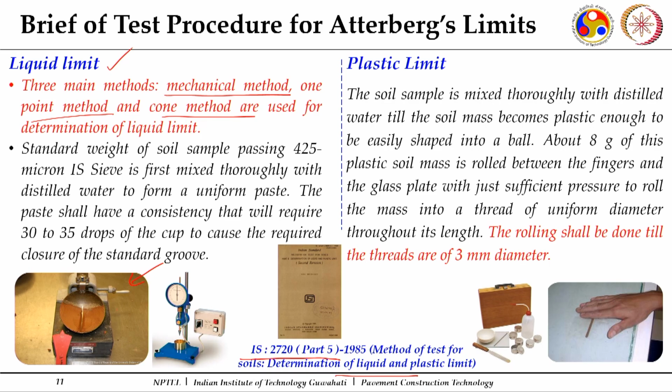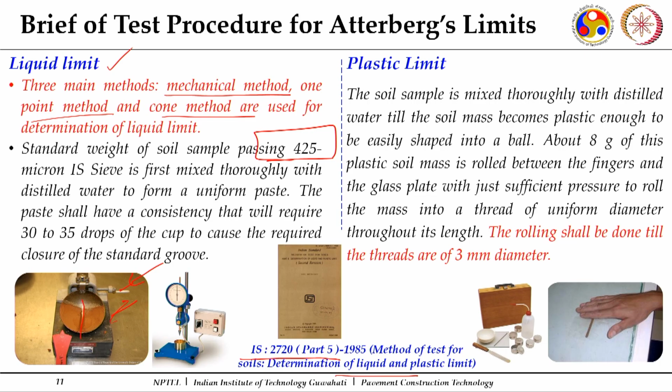So we take a soil mass, we add water to it, and this soil will be filled in this particular apparatus. Specifically, the sizes which are less than 425 micron are taken, and a groove is cut here. After that, you are going to give compaction to this, and this is a handle, you can see. It will raise this cup and allow it to fall down. So every rotation will raise it and allow it to fall down.